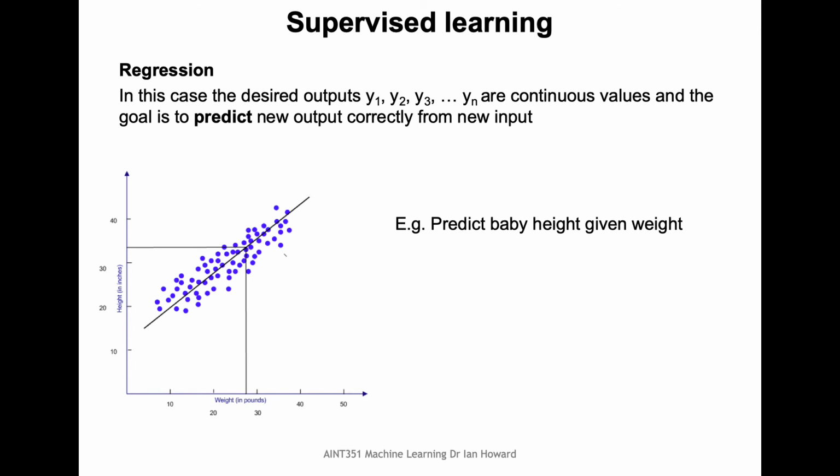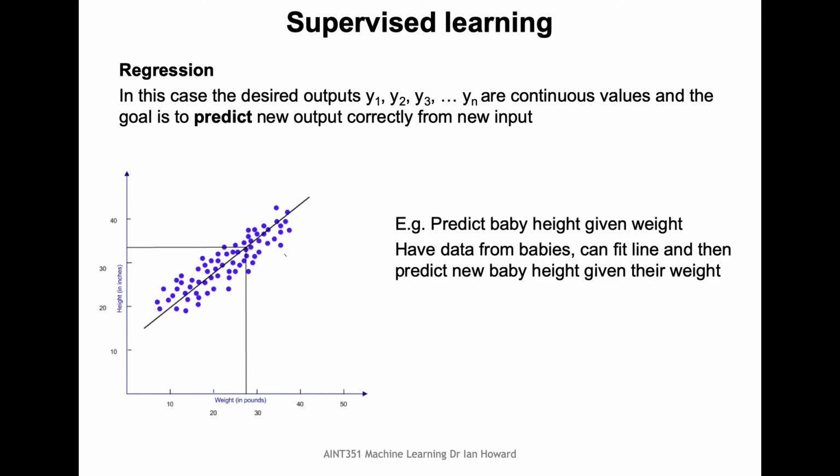It's actually mapping one continuous value, which is weight, to another continuous value, which is going to be height. And there's lots of examples where we do have this regression task, where we're mapping to continuous things rather than mapping to discrete things.